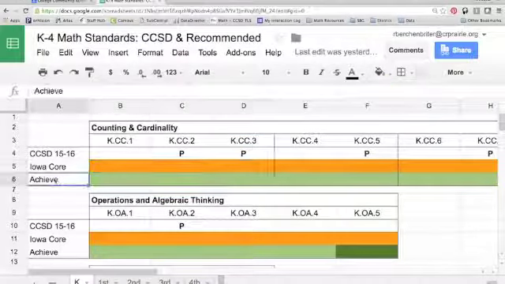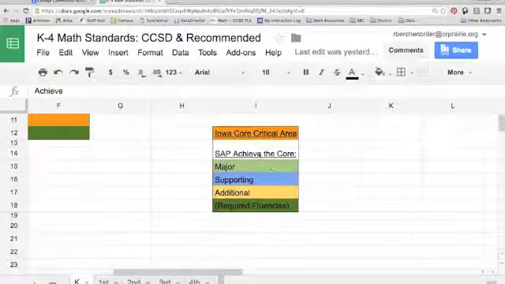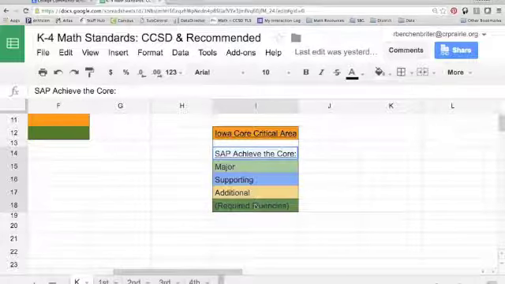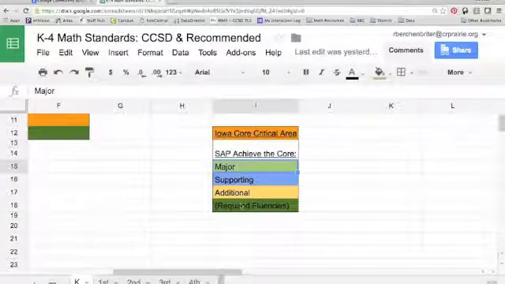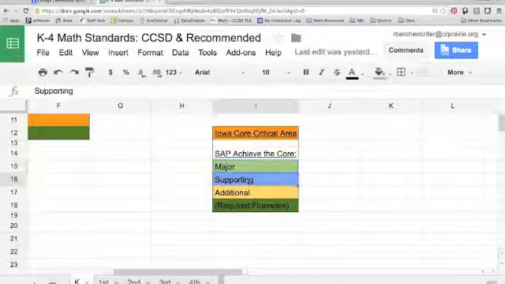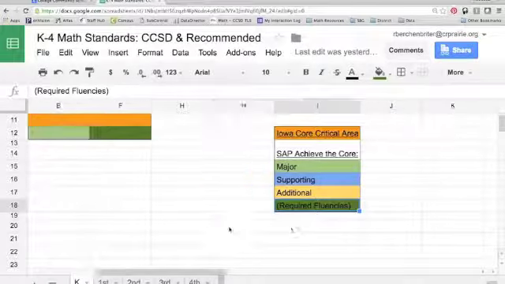Then the third row in each box is from the Student Achievement Partners Achieve the Core resource. They have broken down all of the standards into 3 categories: major, supporting, or additional, and there's also required fluencies mentioned. The major, that's in light green, is where 65 to 85% of instructional time should be focused. In blue are the supporting standards, and in yellow are the additional standards. They make recommendations for required fluencies at each grade level as well.